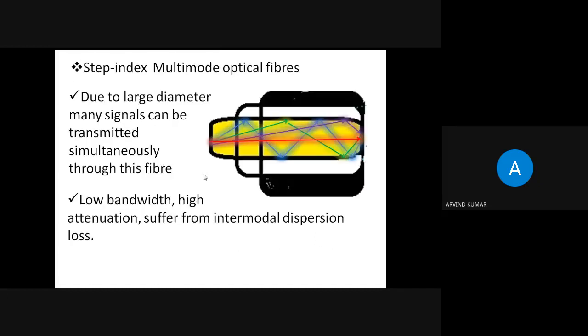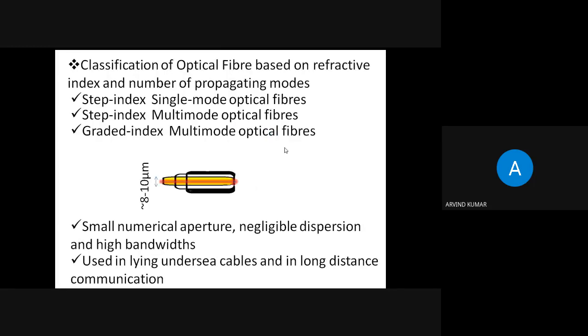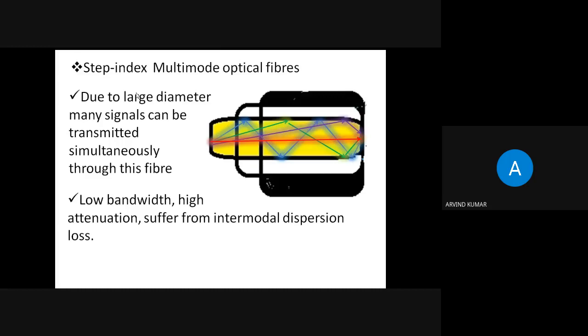Another is the step index multimode optical fiber. Here also the refractive index is constant within the core region, as in the earlier step index single mode case, and it changes suddenly near the core-cladding interface. Here the diameter is larger, on the order of 16 micrometers or more.